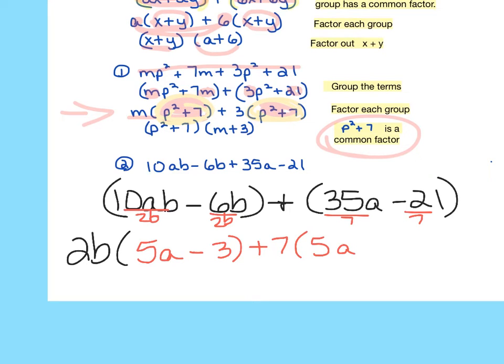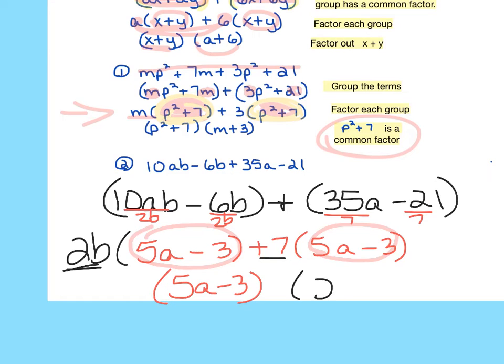And again, notice what I just wrote in red here is exactly the same. When you factor by grouping, again, you're trying to make another common factor. Once you get the same thing, you're going to write it over here, 5a minus 3. And then you're going to write in the second parentheses the 2 GCFs that you pulled out. And you're finished. This is called factor by grouping.